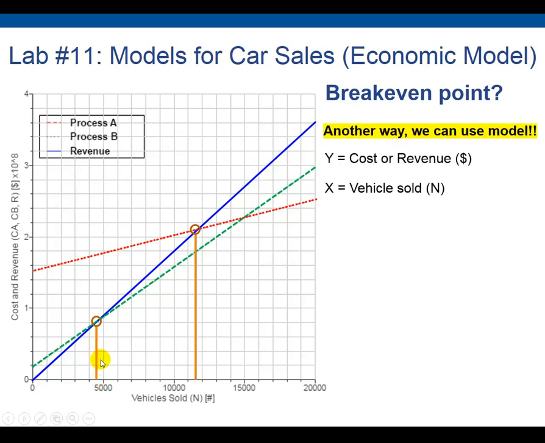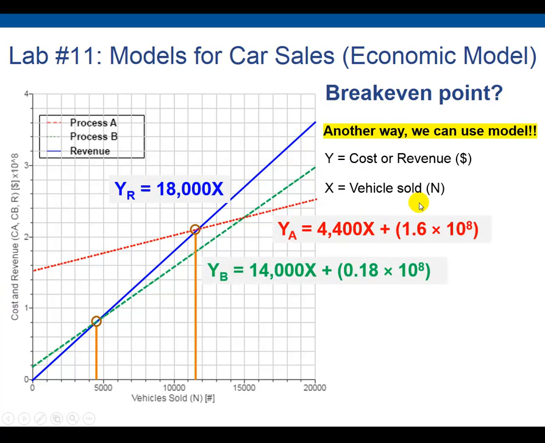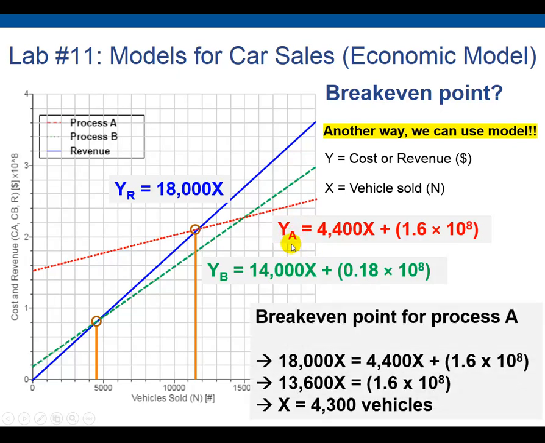But we can calculate it using mathematical models. Let's say the x-axis shows the vehicles sold and the y-axis shows cost and revenue here. We can make mathematical models using information on these lines, and we can form these equations. If we want to find the break-even point for process B, sorry about that, this is process B, it's not A, okay. So we set 18,000x equal to these equations. Then we have one unknown variable x and two equations, so we can find it: x equals 4,300 beakers.